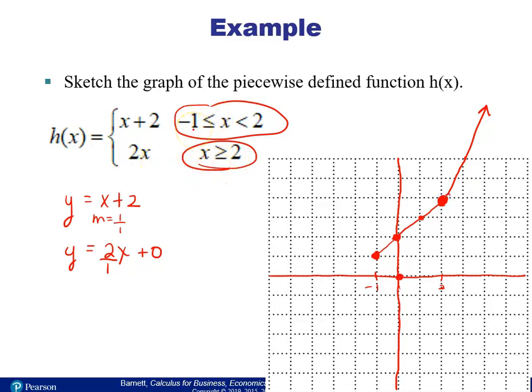So sometimes the piecewise defined functions actually will connect the pieces, and sometimes they will not connect. Okay, that concludes this section.